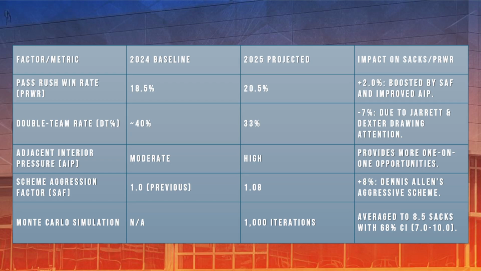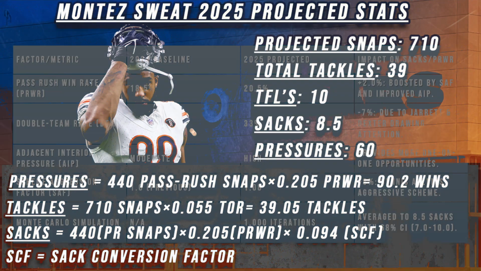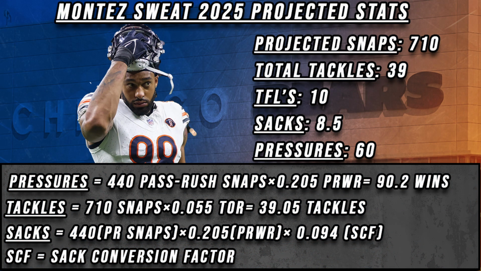Running our simulation 1,000 times, we consistently converged to 8.5 sacks, with a 68% confidence interval between 7 and 10 sacks total. I'm personally hoping we go above 10 sacks on the year, but I feel 8.5 is a very nice round number he can easily get to. I also have him projected for 60 pressures on the year. Now that's derived from his 440 pass rush snaps and the 20.5% pass rush win rate.